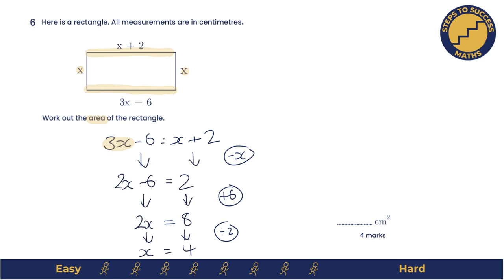But we're not finished. Remember, it asked us for the area. So we now know that x is 4, so this side here is 4, and we need to know one of the other sides. So x plus 2 will mean this side is 6. And the area is the length times the width, so 4 times 6, and that's 24. 24 centimetres squared.